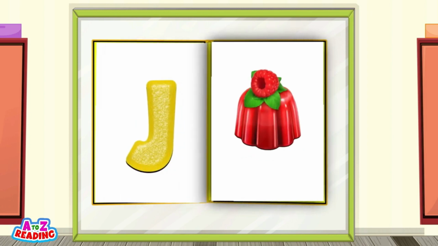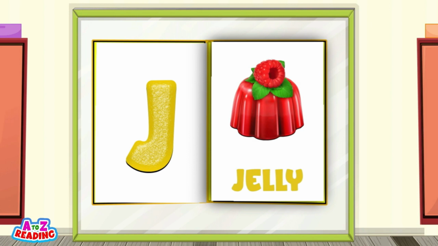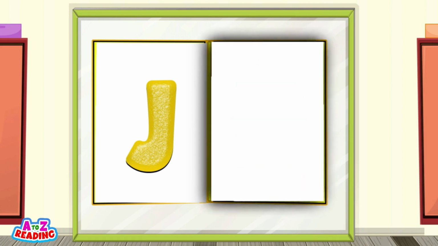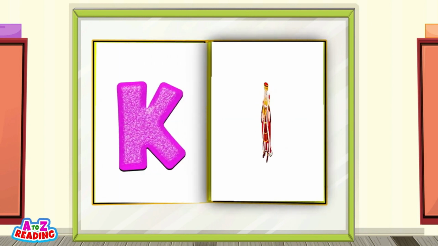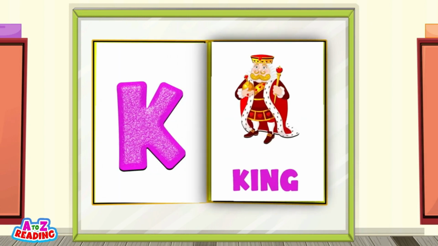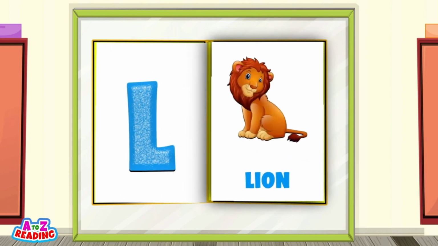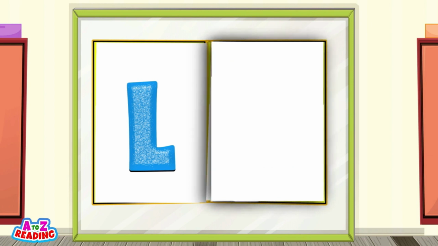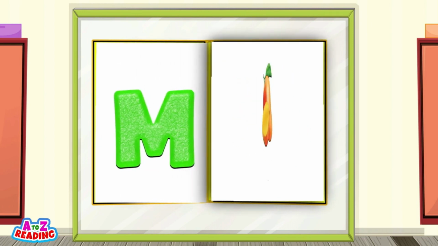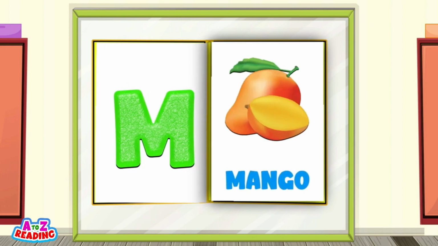J is for jelly. K is for king. L is for lion. M is for mango.